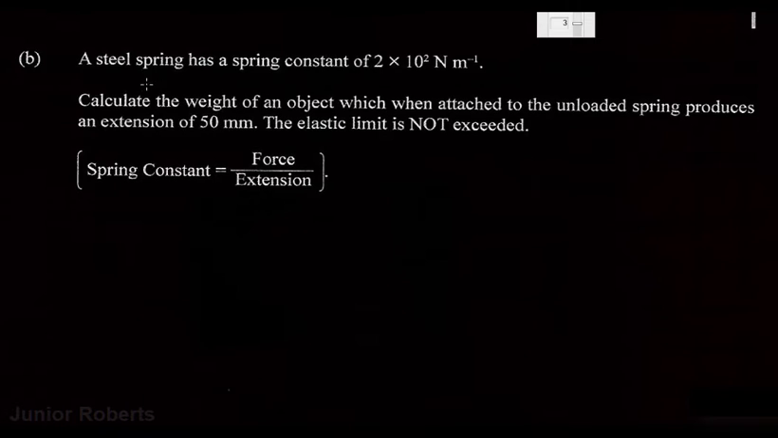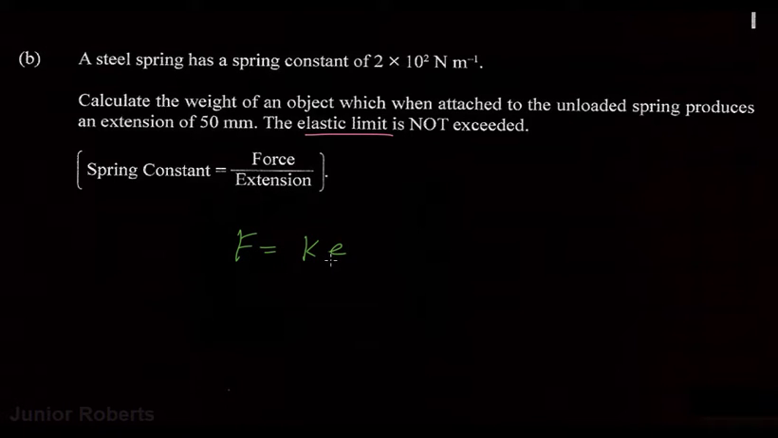Now it says a steel spring has a spring constant of 2 times 10 to the 2 newtons per meter. And it wants us to calculate the weight of an object which when attached to the unloaded spring produces an extension of 50 millimeters, assuming the elastic limit is not exceeded. So we can consider Hooke's law, which says that F is equal to the spring constant K multiplied by the extension. So F is equal to KE.